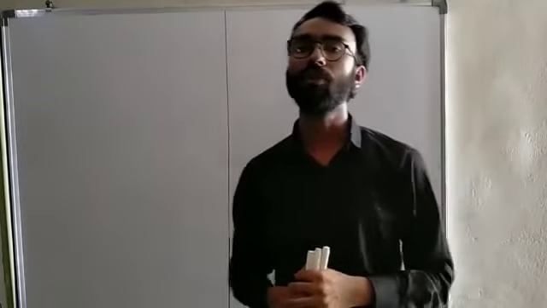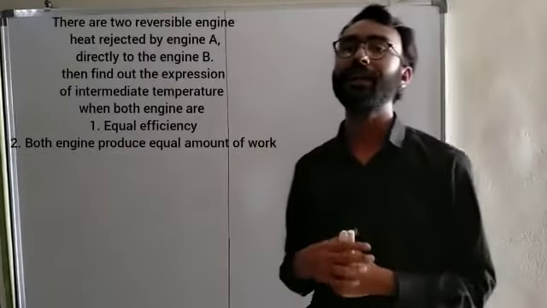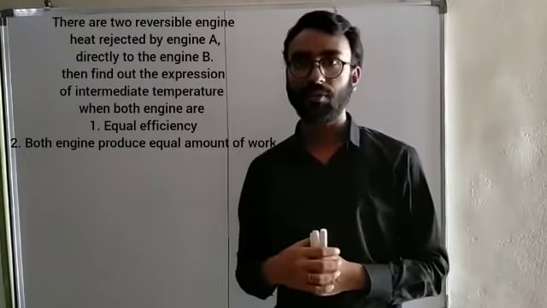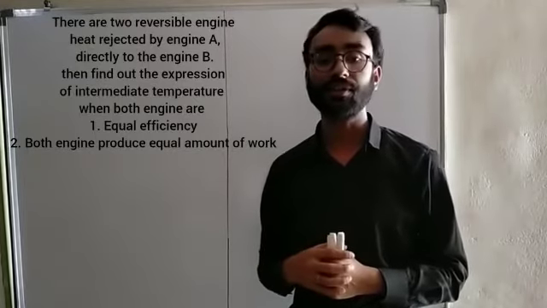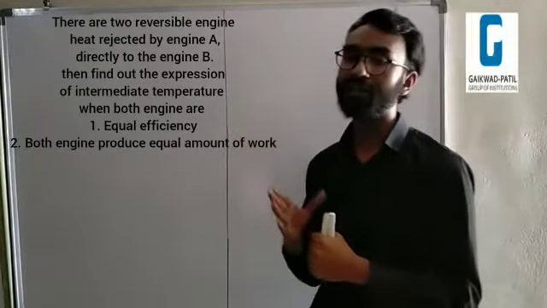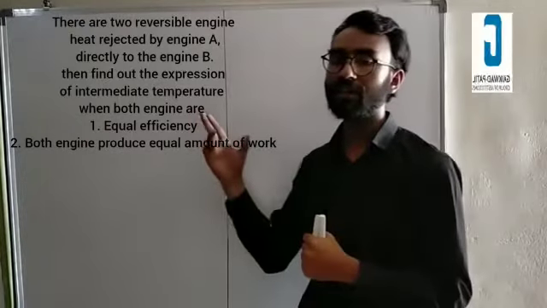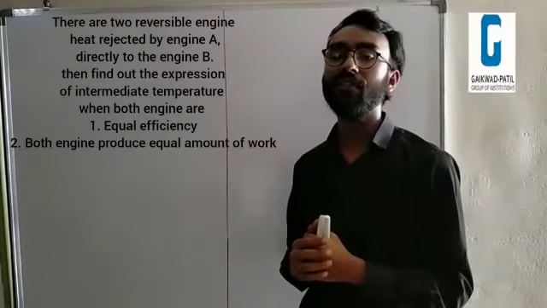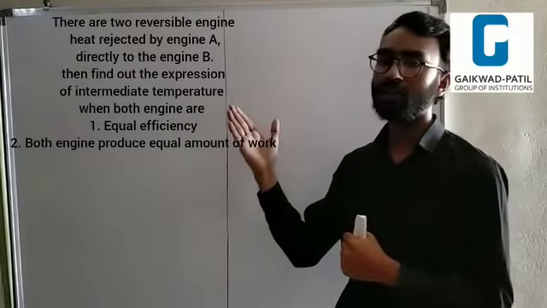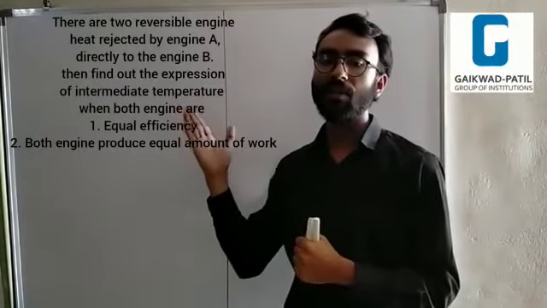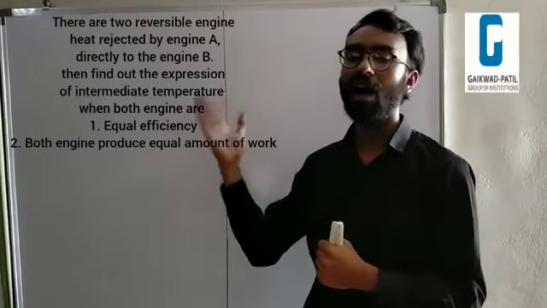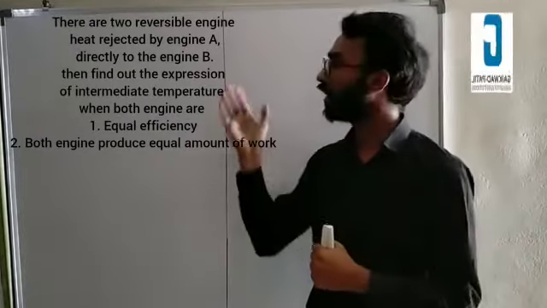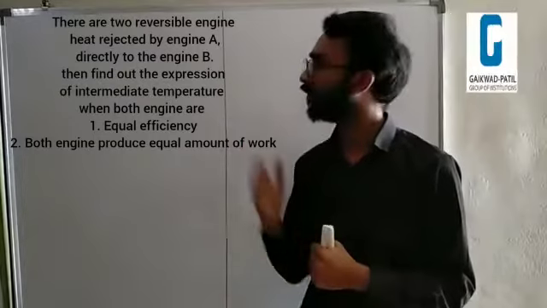And today I am going to discuss how to calculate the intermediate temperature between two reversible heat engines. Now let's see. There are two reversible heat engines. The heat rejected by engine A goes directly to engine B. Then find the expressions for the intermediate temperature when, first, both engines have equal efficiency, and second, when equal work is produced.